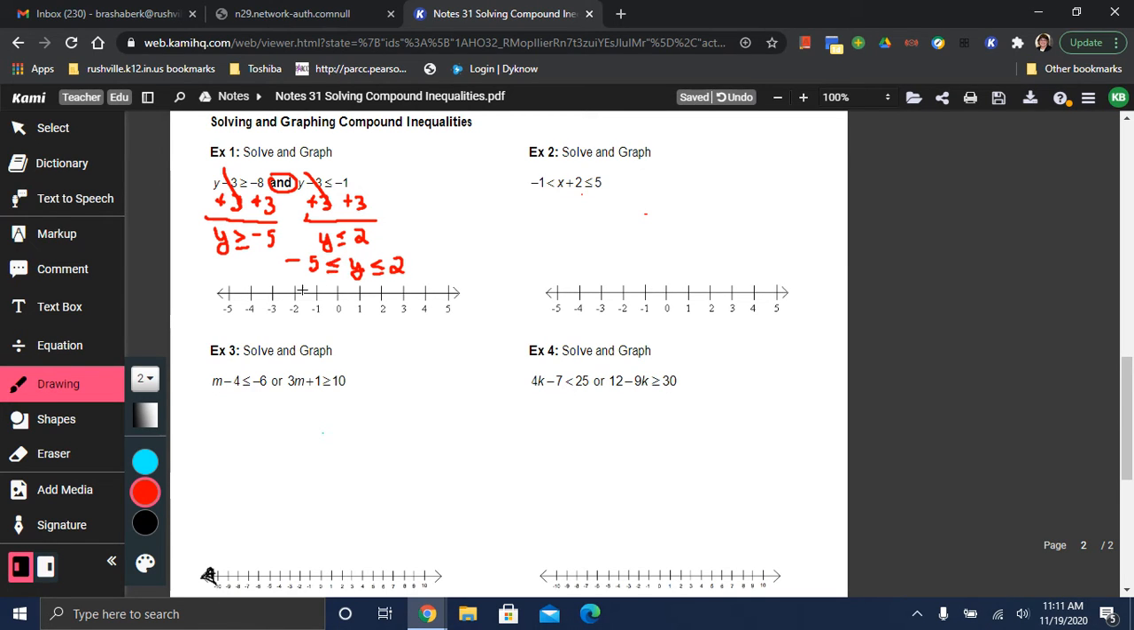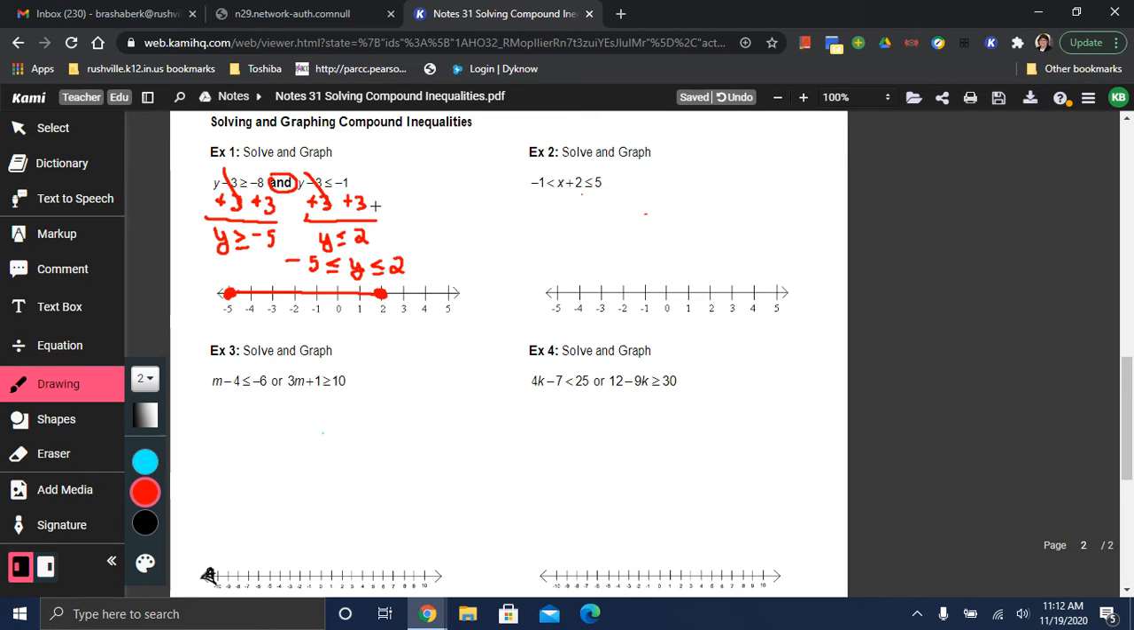So just make sure your arrows are still pointing to the same thing that they were in their individual pieces. And so both of these are going to be solid dots. We have a solid dot on the -5. We have a solid dot on the 2. And the y is trapped between the -5 and the 2. So a good number to check would be 0. Is 0 greater than or equal to -5? Yes. Is 0 less than or equal to 2? Yes. Since we answered yes to both, we have the right section shaded.